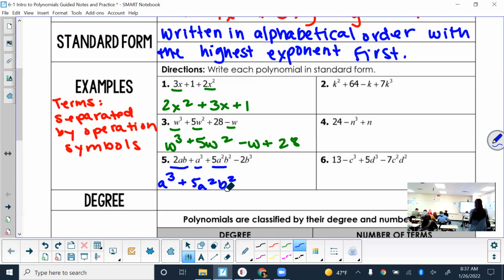5a squared b squared. There's a 2 on the A. And what gets written third? Plus 2ab. All right. Now we can look at anything else that remains. So now we can look at the terms with just b's in them, because we already sorted out the ones with a's. Since this one's the only one left, write it at the end. Minus 2b cubed. So makes sense. Any questions?